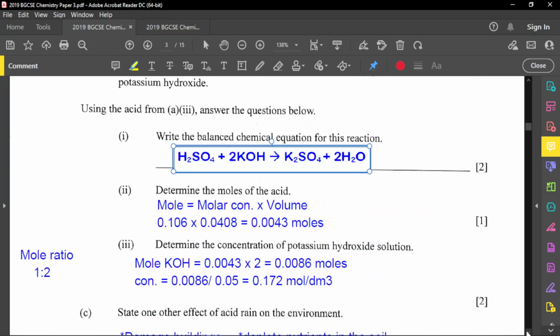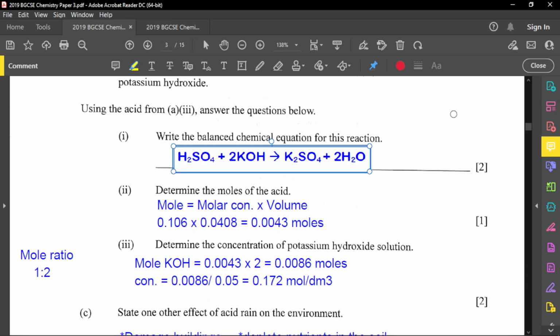All right, so again, you can also pause and make sure you have the information. So in part 2 now, it said determine the moles of the acid. So first and foremost, what you need to do to get this is to know that the mole is equal to molar concentration multiplied by volume.